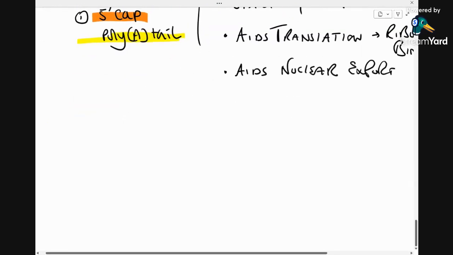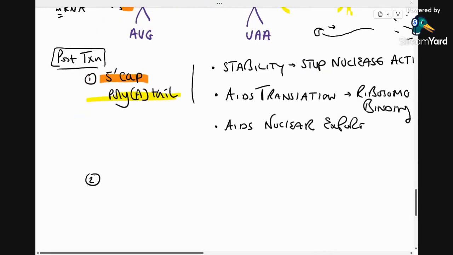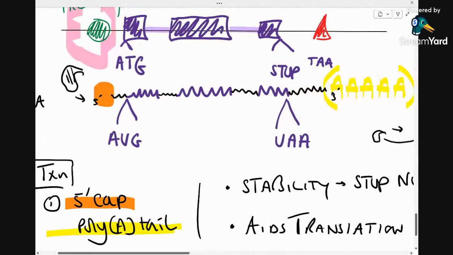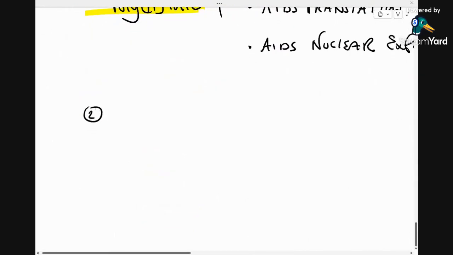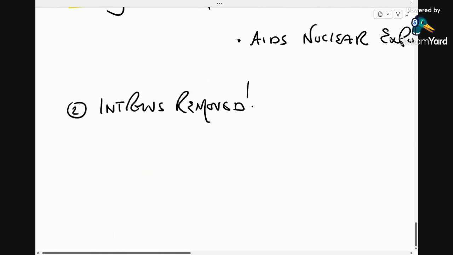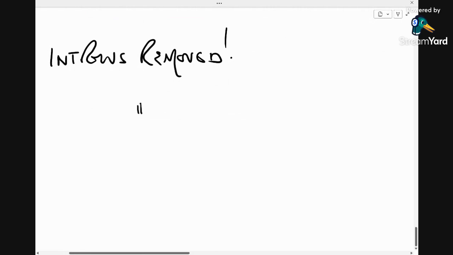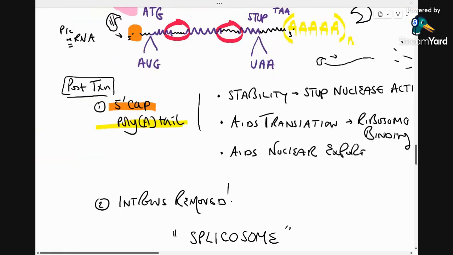The second post-transcriptional modification has to be that we still have the introns here, right? Let's say we've still got an intron here and here, and we need to get rid of them. So the second thing is that introns are removed. This is achieved through an enzyme complex called the spliceosome. And you must know that name. Very important.